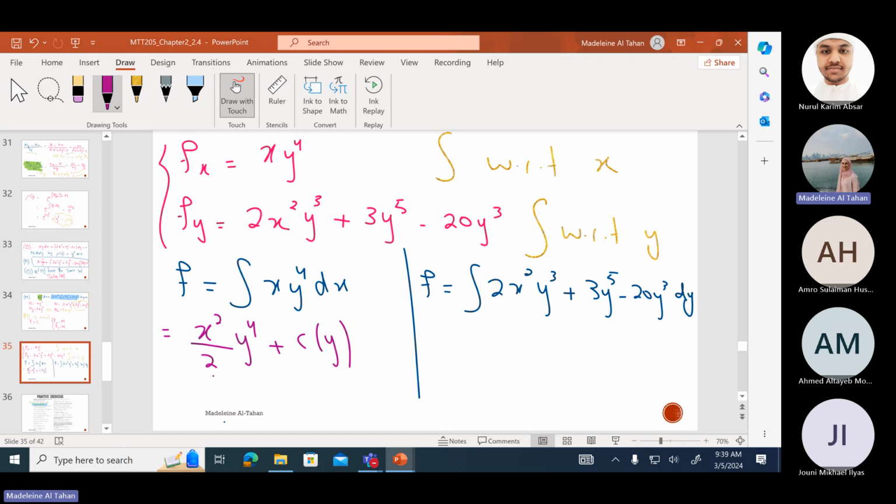The second one: 2x^2 stays the same, y^3 becomes y^4 over 4, plus 3y^5 becomes y^6 over 2, minus 20y^3 becomes y^4 over 4, plus the constant in terms of x. Rewrite it in a better form, simplify. So 2 and 4 simplify, 3 and 6, 20 over 4.